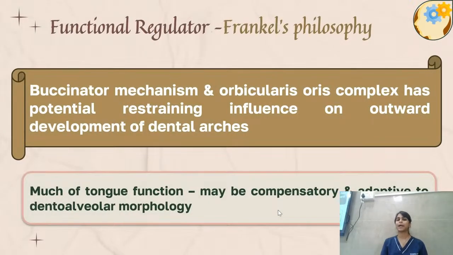After talking about bionator, let's talk about functional regulator. So Frankel believed that no, tongue is not more important. According to him, it was the buccinator mechanism and the orbicularis oris complex that actually had the potential restraining influence on the outward development of dental arches. Because according to him, much of tongue function may be compensatory or adaptive to dentoalveolar morphology and not really the causative agent for causing malocclusion.